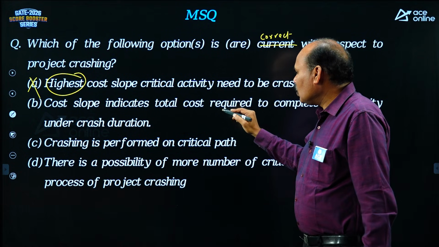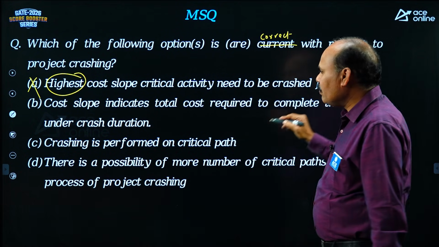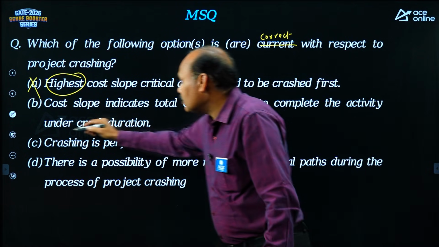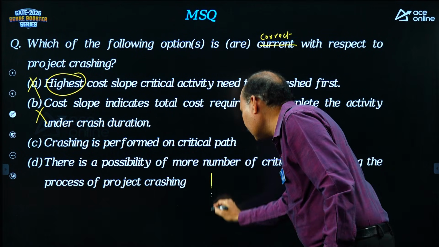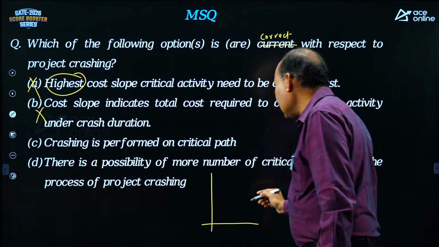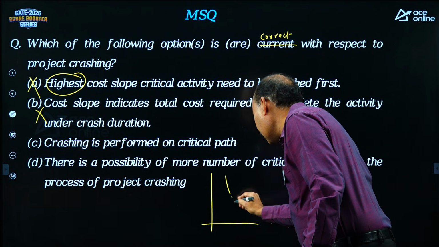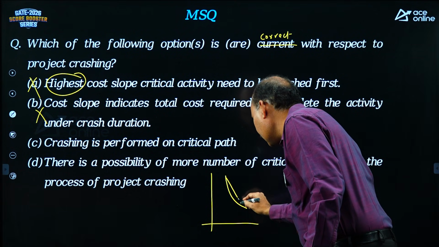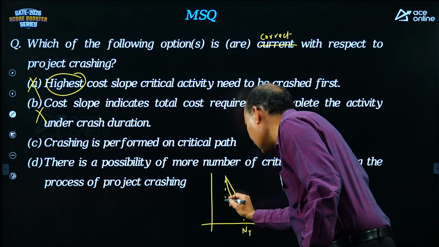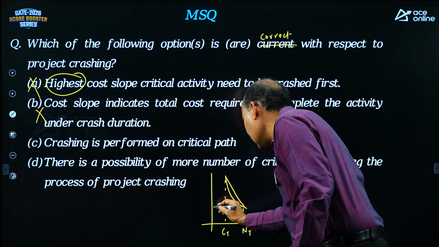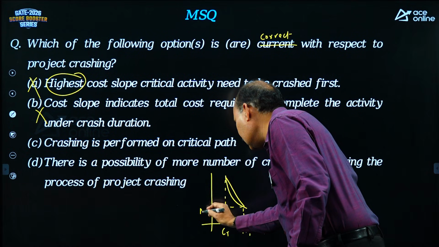Cost slope indicates total cost required to complete the activity under crash duration. This is not correct. So generally, what is the cost slope? If you take the diagram, cost slope is NT, CT, NC, CC.